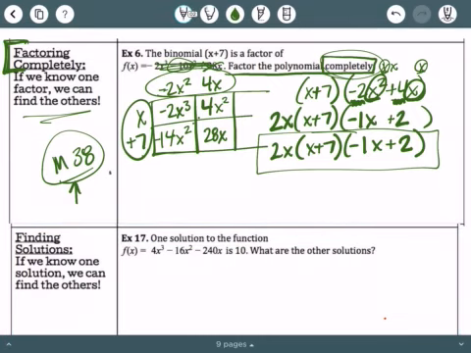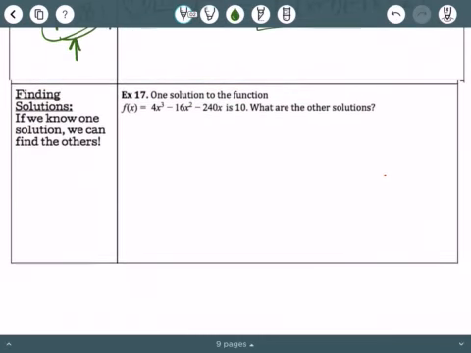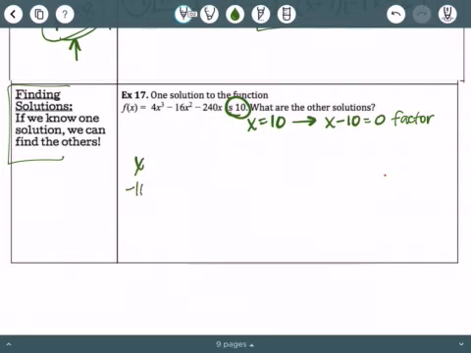And then there's one more, which is this one here, finding solutions. So if we know one of the solutions, we can find the others. So one of the solutions is 10. That means that x equals 10. If I use my reverse, or I flip the sign, I know that x minus 10 is equal to 0. This is one of my factors. So this problem all of a sudden is very similar to the earlier problems. I know that x minus 10 is a factor.